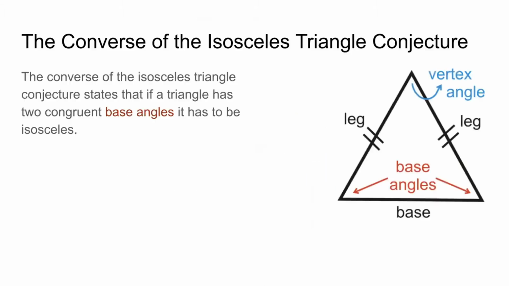So we're going to start with the converse of the isosceles triangle conjecture, which says that if the two base angles of a triangle are congruent, then the triangle has to be isosceles.